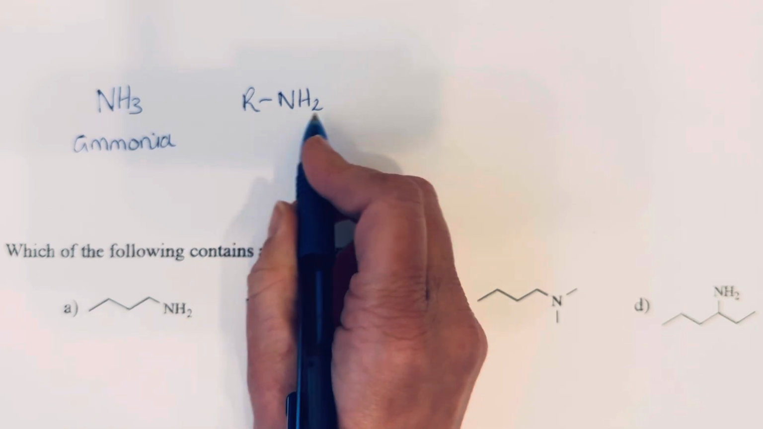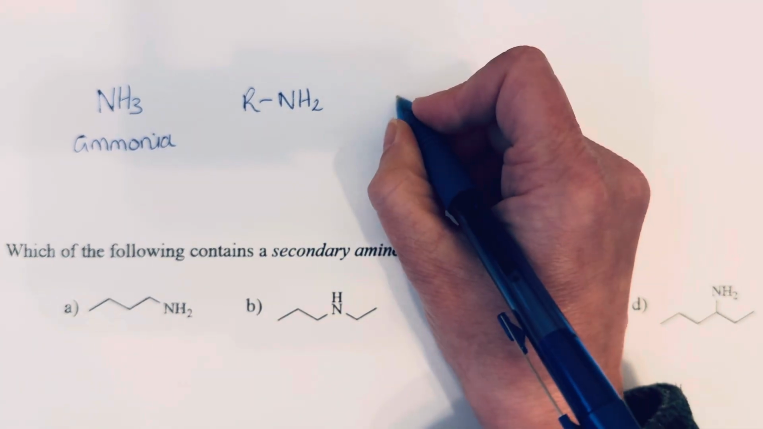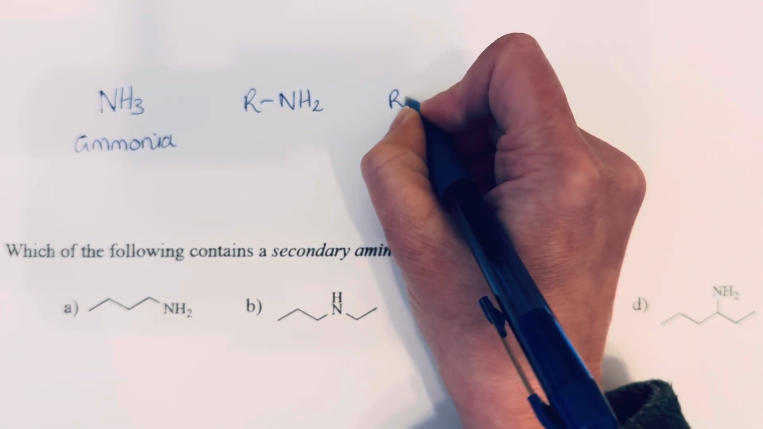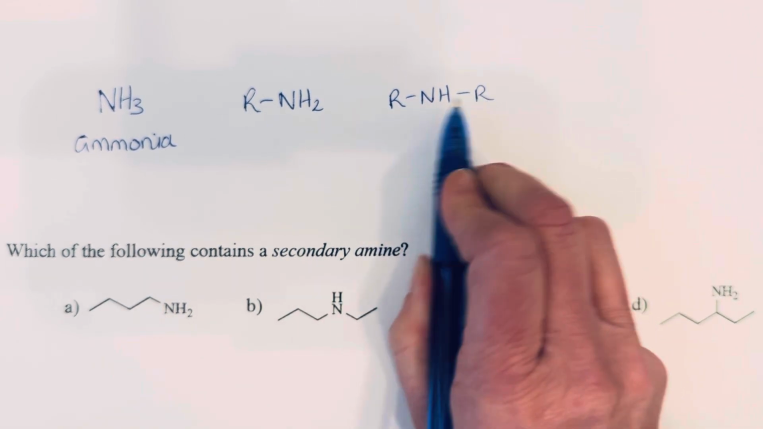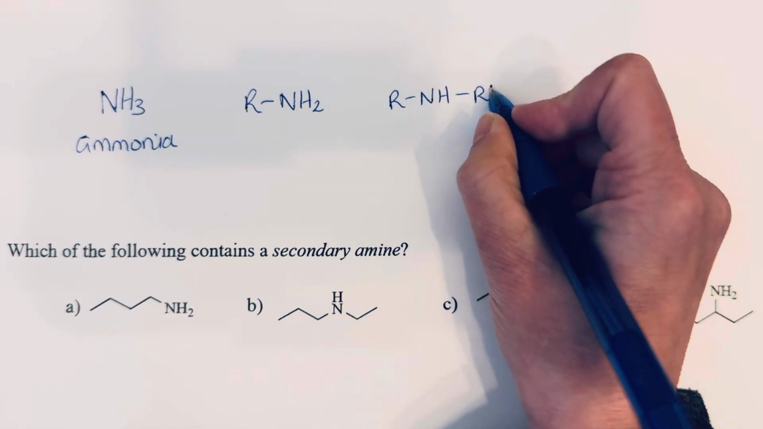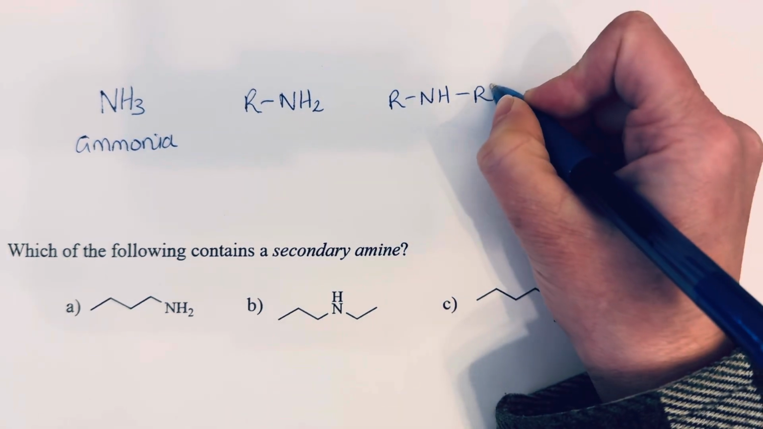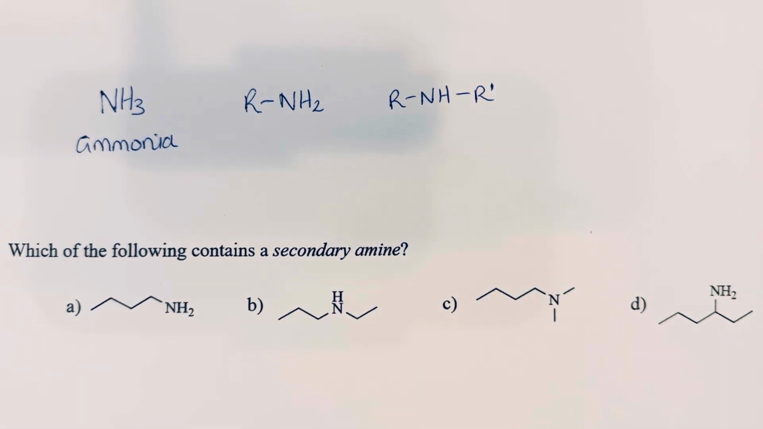We could also replace two of the hydrogens with carbon groups and it would still be an amine. So we could have something that looks like this, and those carbon groups could be the same or maybe they could be different. So I'll use a little symbol here to indicate that that R might be different.